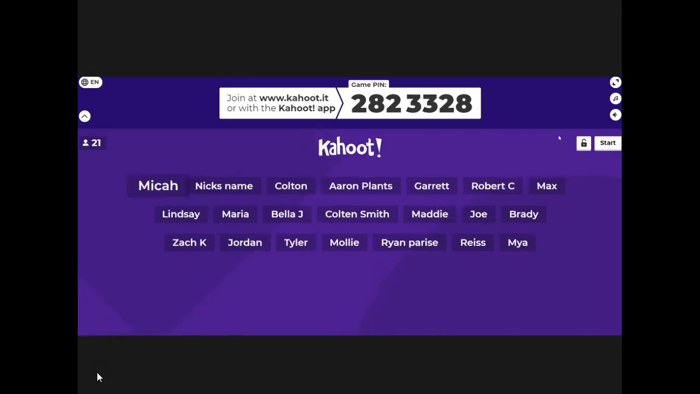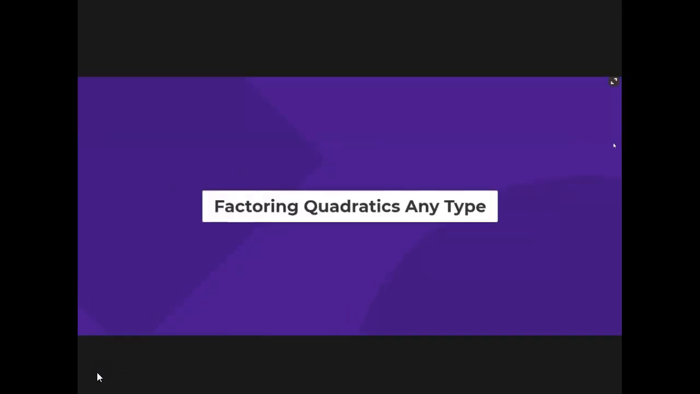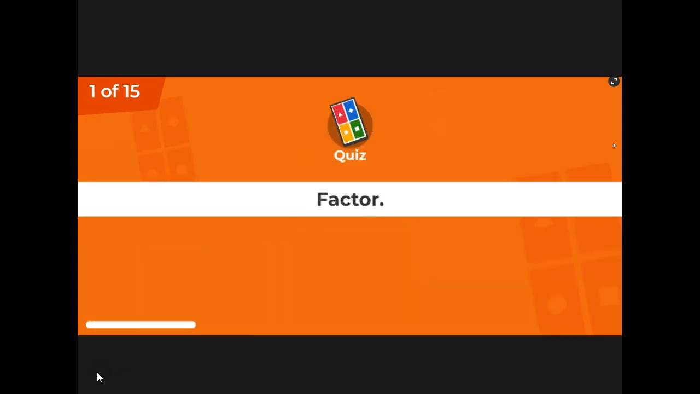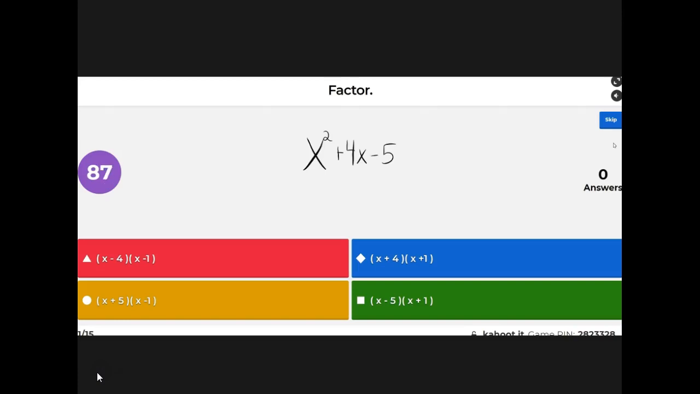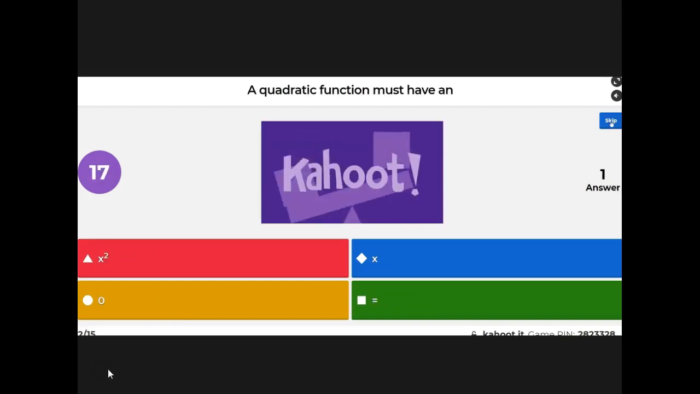There we go. All right, factoring quadratics, any type. Please factor the following. So again, this is the old, easy way. Number 2, a quadratic function must have which of the following? A quadratic function must have which of the following?